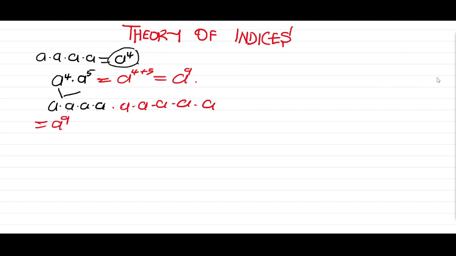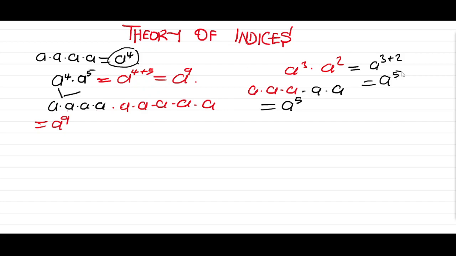If we do this for another case, let's say we have a to the third power and we want to multiply by a to the second power. As usual, this is a dot a dot a, and then a dot a. So here a appears 3 times and here 2 times, so this is equal to a to the fifth power. But we could have just said this is a to the third power plus the second power, which is a to the fifth power.